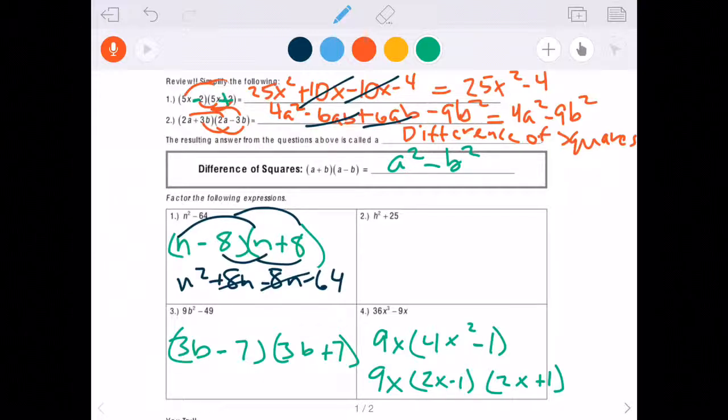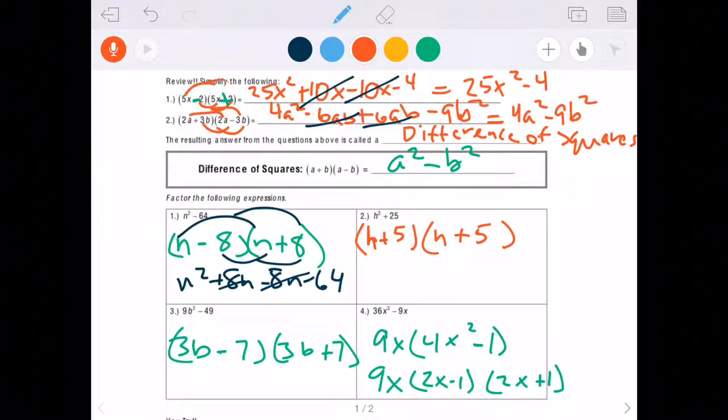For number 2, I want you to think about what looks different than the other 3 problems we did. There's one key difference. You might have noticed that it is h squared plus 25 instead of minus 25. So something might be fishy here. The only way to get to plus 25 is if we have plus 5 plus 5, or minus 5 minus 5. Those are the 2 ways to multiply to 25.